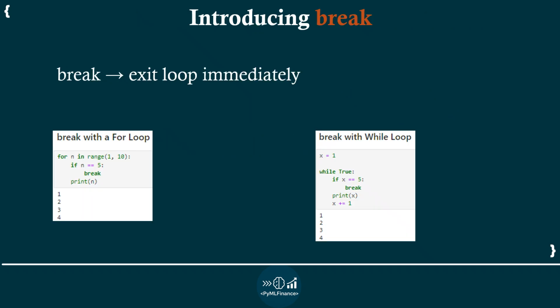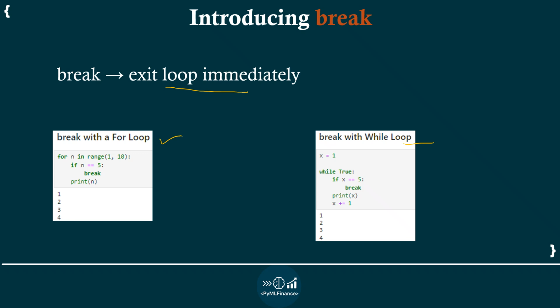The break statement helps you stop the loop immediately. It exits the loop immediately. The moment Python encounters the break statement, it exits the loop completely. The loop does not continue from there. Simply, Python stops and the program moves forward. Now let's understand these two examples, one with a for loop and another with a while loop, step by step.